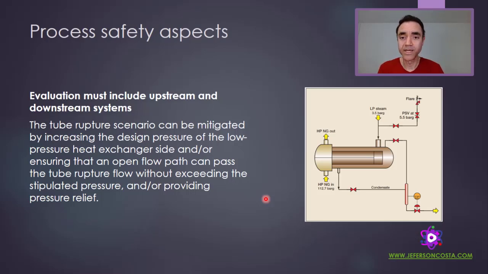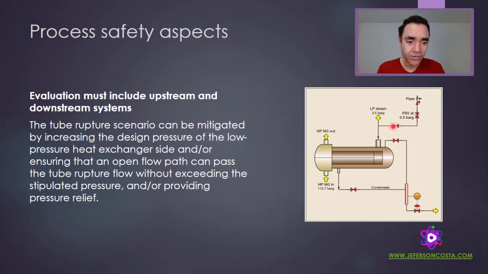To guarantee the correct application of the 10/13 rule, I must include the upstream and downstream system from my low pressure side. What does it mean? Let's suppose that I changed my material and the thickness of the shell and tube heat exchanger, and now the 10/13 rule applies. If I have free passage of my fluid from the higher pressure side to the lower pressure side going to a safe location, I will not have any issue with the equipment. But let's suppose that I have this level control valve closed, and I will eventually have a check valve in the lower pressure side.